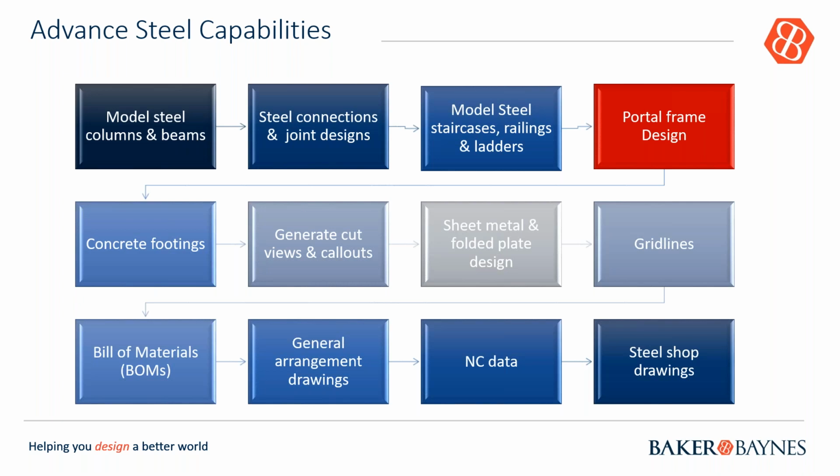Staircases and stuff, I'll probably cover in future webinars. Concrete footings, you're going to see that today. The bill of materials is fantastic because you can do what we call a saw cut list, and it gives you a graphic of what you're cutting. It gives you the length, and you can export it to Excel and customize it. General arrangement drawings go hand in hand with the bill of materials, or BOMs. NC data goes to the machines, then steel shop drawings, your normal drawings as usual.